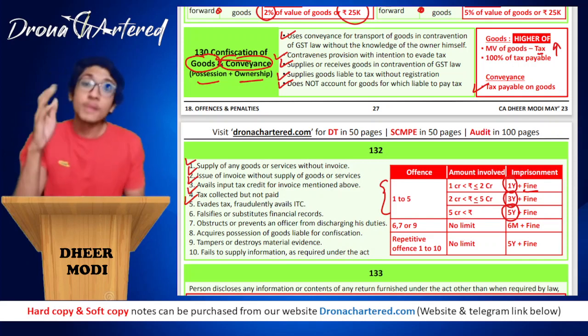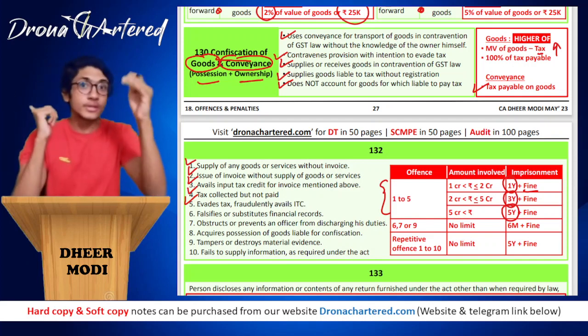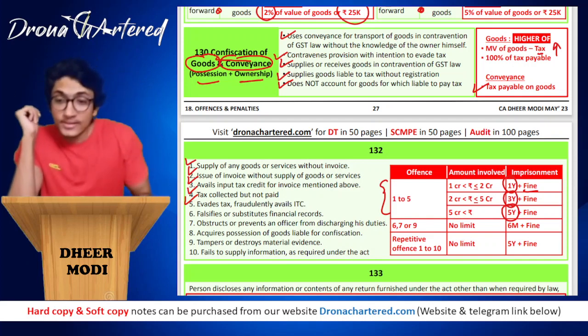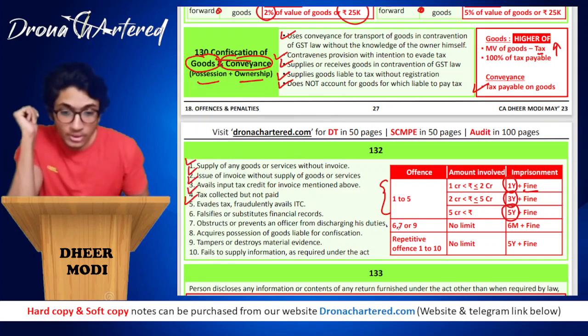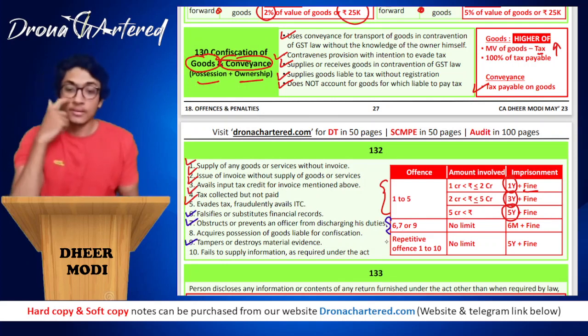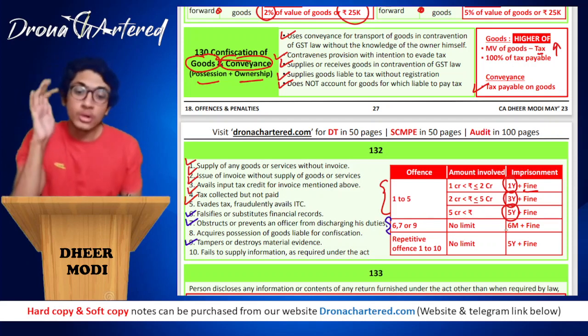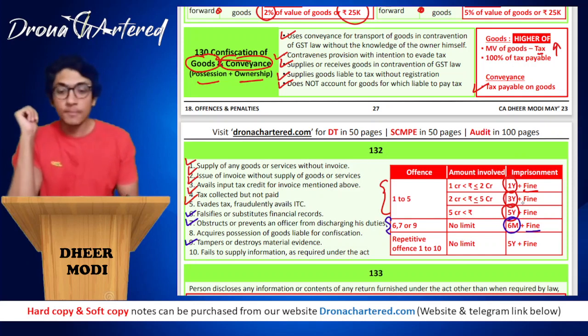Okay. If the amount involved is between 1 crore and 2 crore, 2 crore and 5 crore, and above 5 crore, it is 1, 3, 5. Okay, next is section 179. So section 179, offenses 6, 7 and 9. So that is your 6, 7 and your 9. For these, there is no limit on the amount involved. Your imprisonment will be 6 months plus a fine payment.